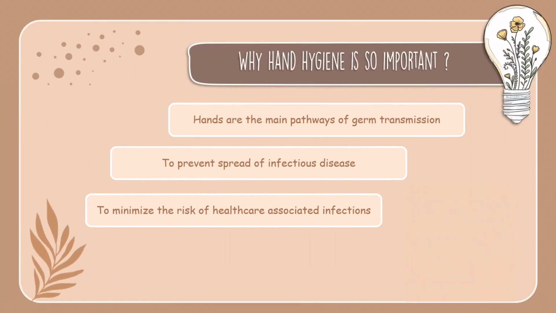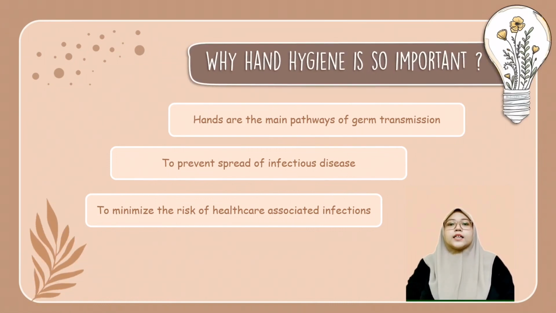So, why is hand hygiene very important? As we all know, hands are the main pathway of germ transmission. Therefore, hand hygiene is the most important measure to avoid the transmission of harmful germs. Hand washing or hand rub helps prevent the spread of infectious disease. A number of infectious diseases can be spread from one person to another by contaminated hands. These diseases include gastrointestinal infections such as salmonellosis and respiratory infections such as influenza, colds and coronavirus.